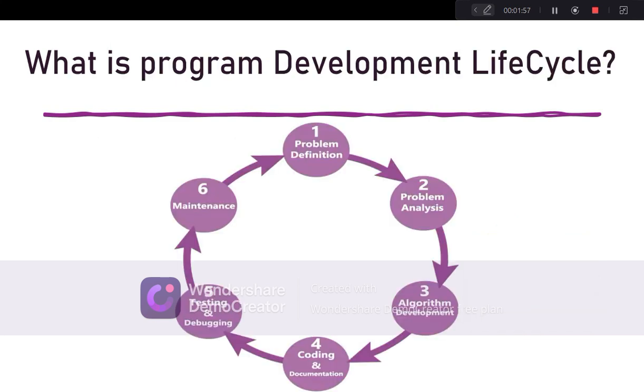Okay, we have the program development life cycle. To create any program, to create any software, we need a life cycle. The life cycle to create any program or any software has six phases. Start with problem definition, then analysis, then algorithm, then writing code, then testing. Finally, we have the maintenance phase.